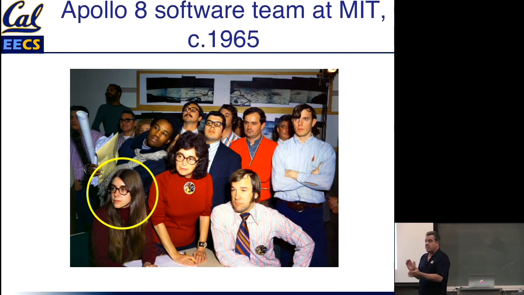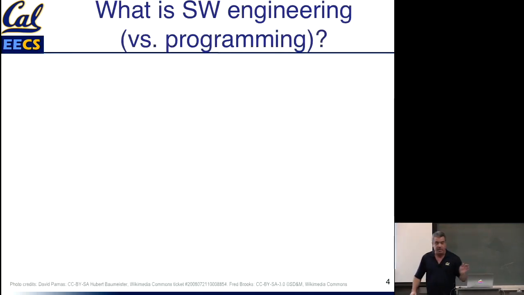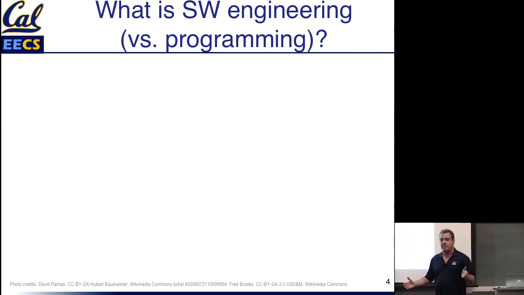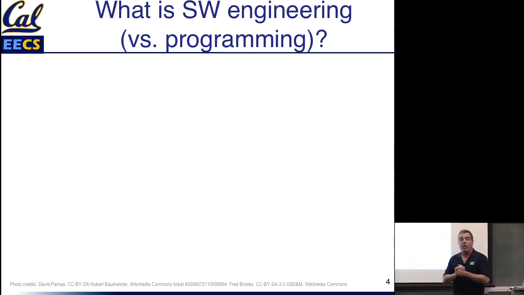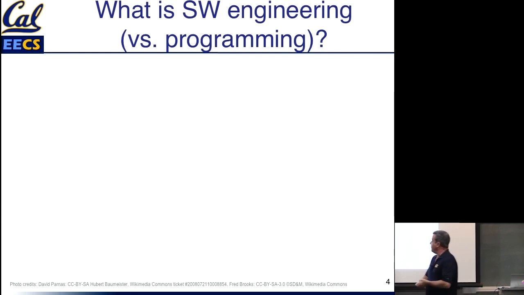So I think that's kind of an intro to the first question that I have for you all, which is, you've all written code, at least I hope so, or it's going to be a sad, sad semester for you. But what is software engineering beyond doing that? What's the difference between what you are already doing, or programming, and software engineering? There's no right answers, but there are many, many wrong answers.